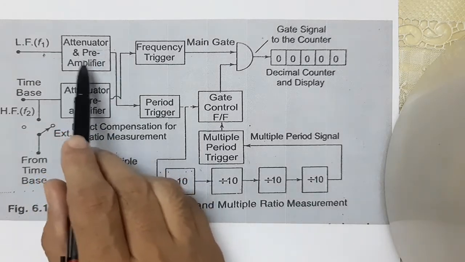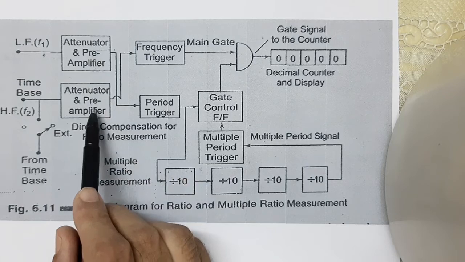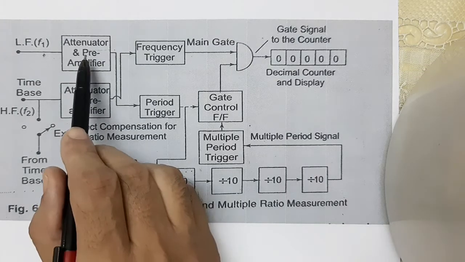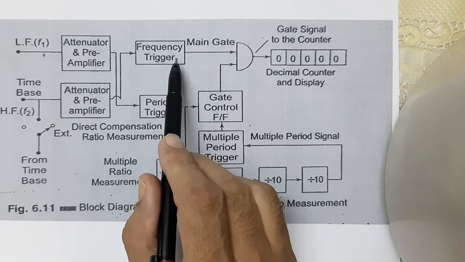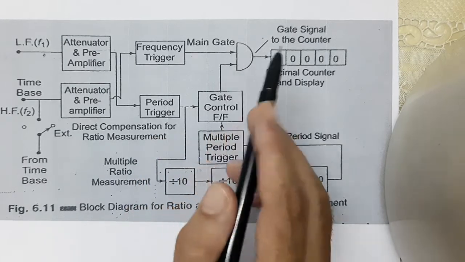Same thing, attenuator. Here again attenuator and preamplifier, attenuator and preamplifier. Frequency triggering to trigger the gate, main gate. This is our main gate.